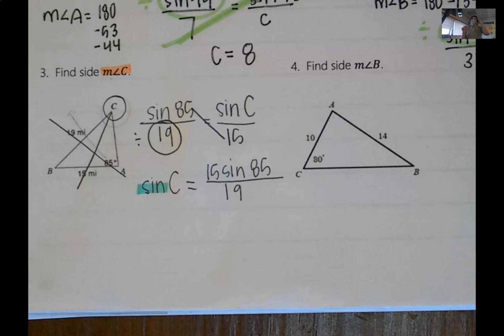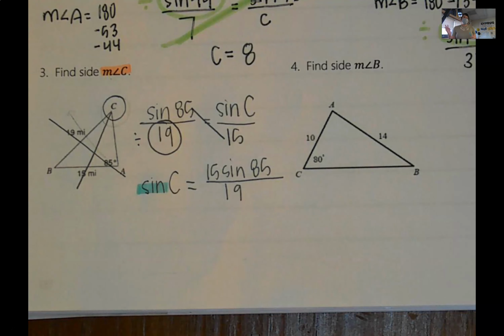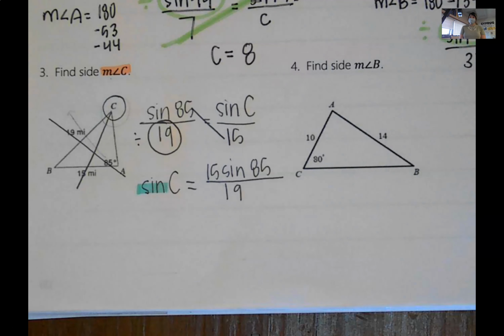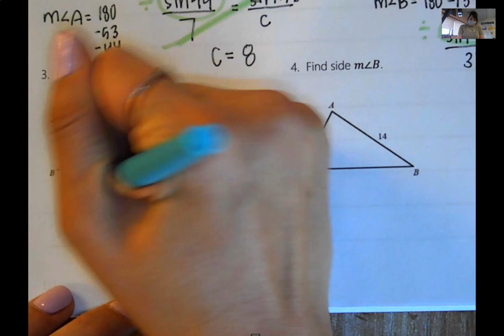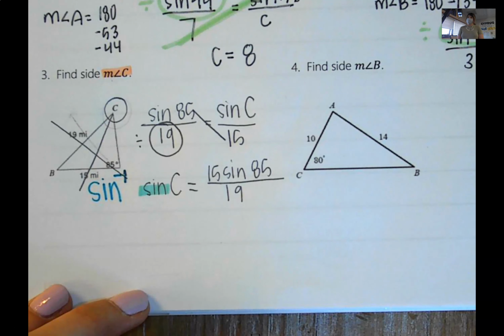Like addition and subtraction are inverses, they undo each other. Multiply and divide undo each other. Square and square root undo each other. A log and an exponent undo each other. Sine and sine inverse undo each other. Sine inverse looks like sine, S-I-N, with a little -1 in the exponent position.